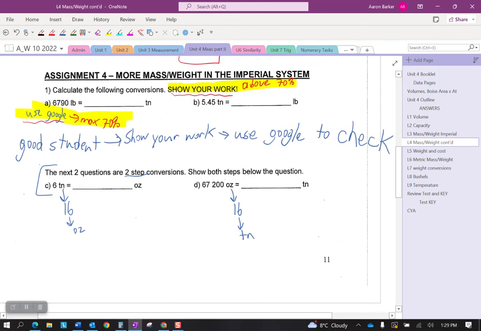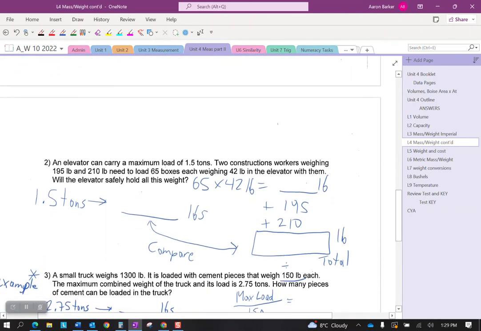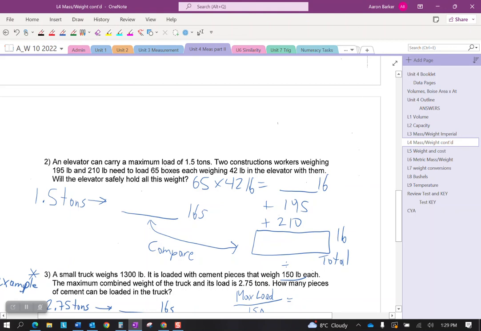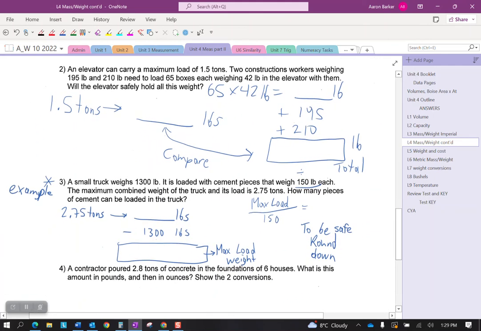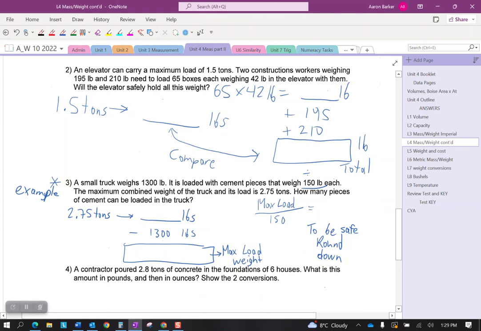These ones here, letter C, it's a 2-step conversion. So you have to convert tons to pounds, pounds to ounces. For D, 2 steps, ounces to pounds, pounds to tons. Any questions there? Here, you have to convert one item, and then you have to add up some others, and then compare to see which one's bigger. Here, you have to convert to pounds. This one's just like our example. Question 3 is like our example.